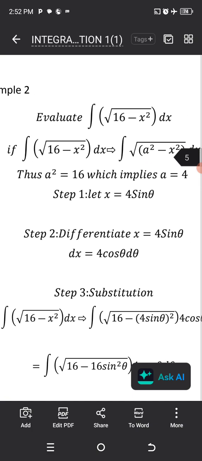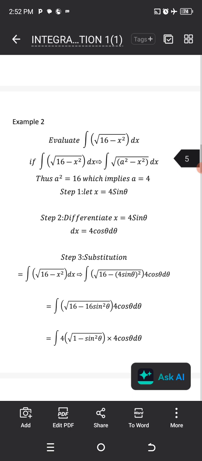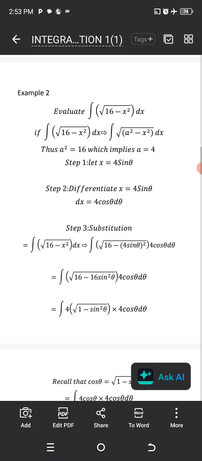So the second example says evaluate, and it is just the same procedure. The question given is the integral of the square root of 16 minus x squared dx. Comparing with the integral of the square root of a squared minus x squared dx, you can conclude that a squared equals 16, which implies that a is equal to 4, since the square root of 16 is 4.